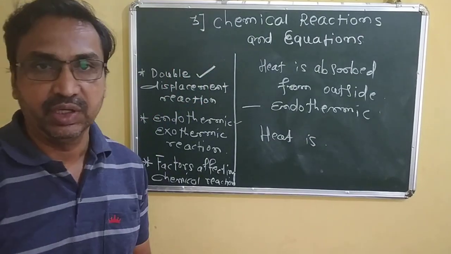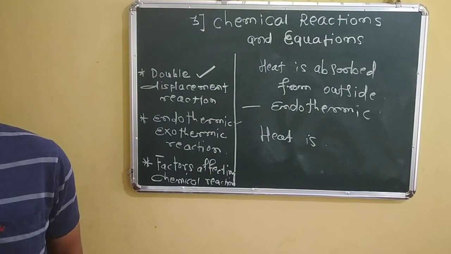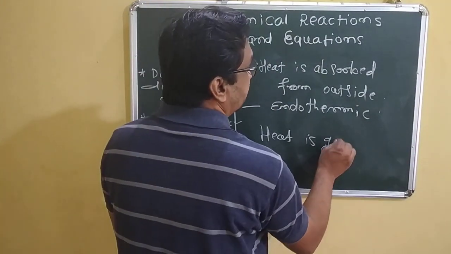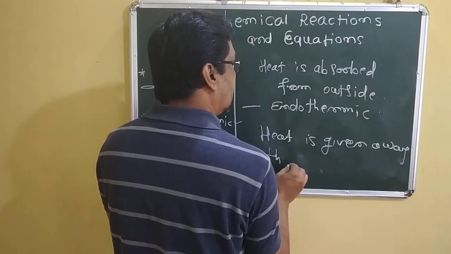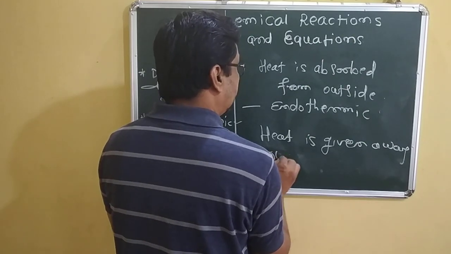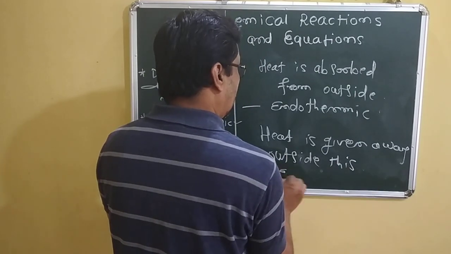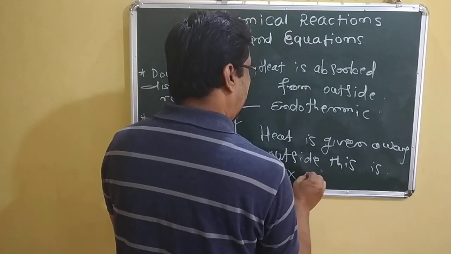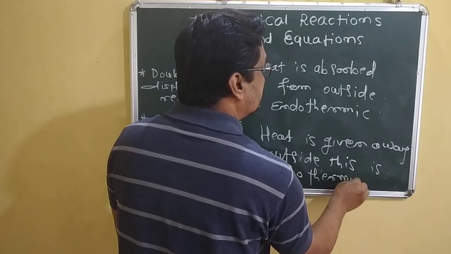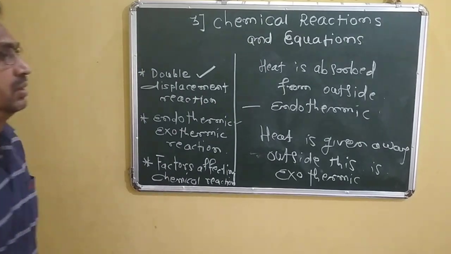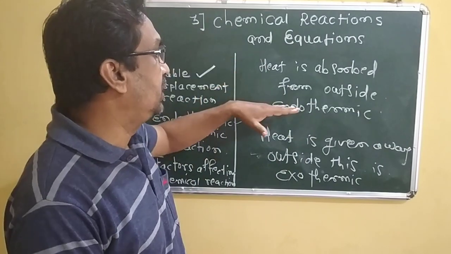And when heat is given out, heat is evolved. They have written that heat is given away. In this reaction, heat is given away outside. This is an exothermic reaction. Okay, in abbreviated words, we can say what is meant by endothermic reaction.